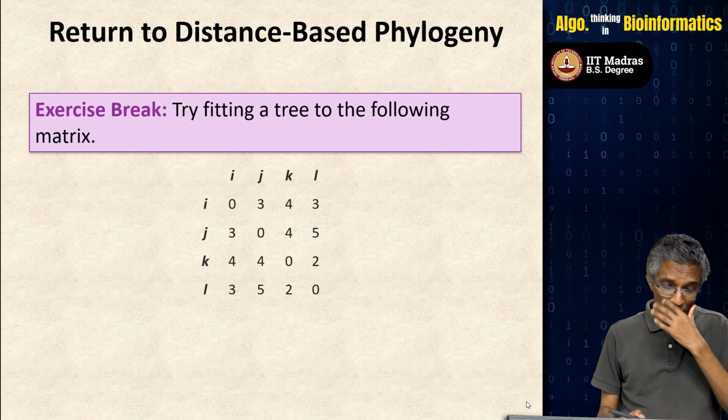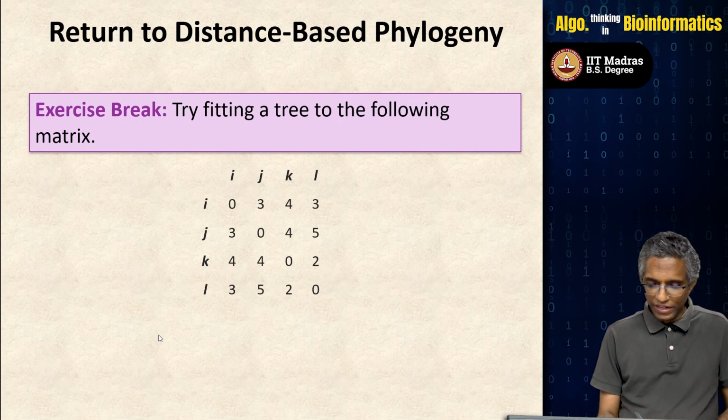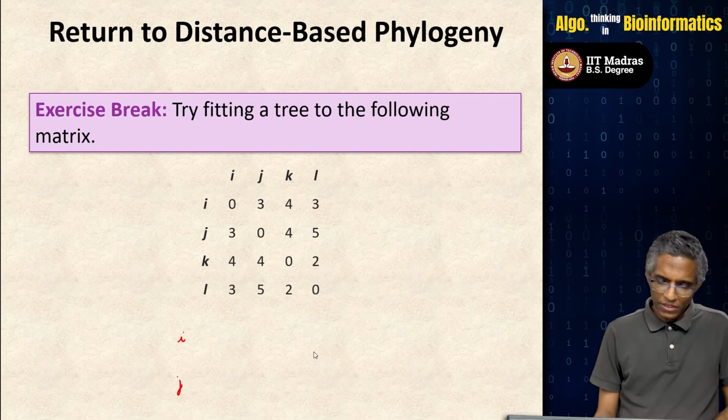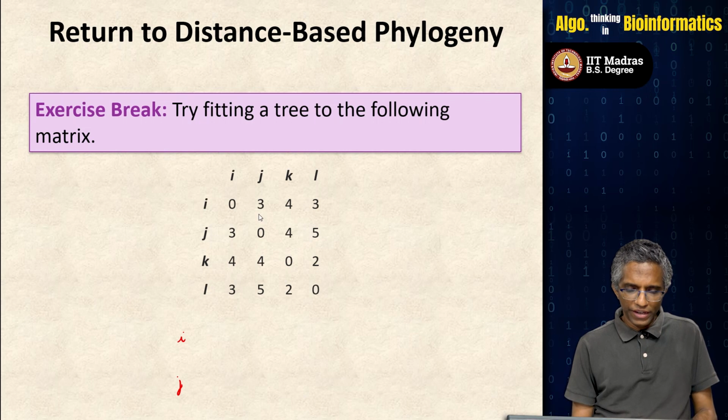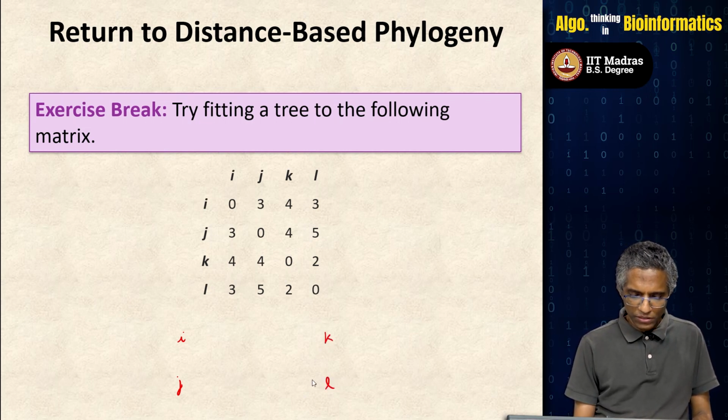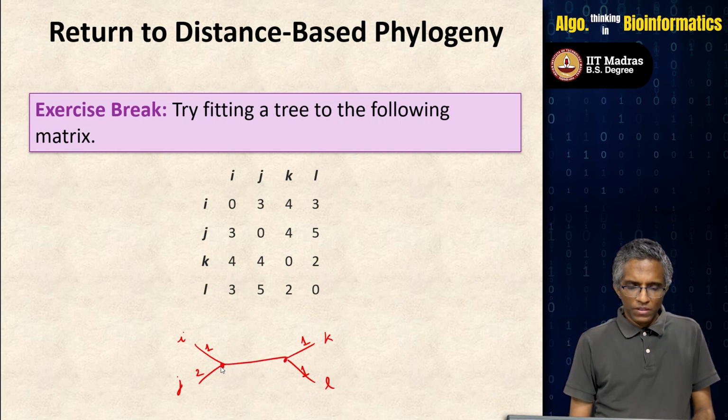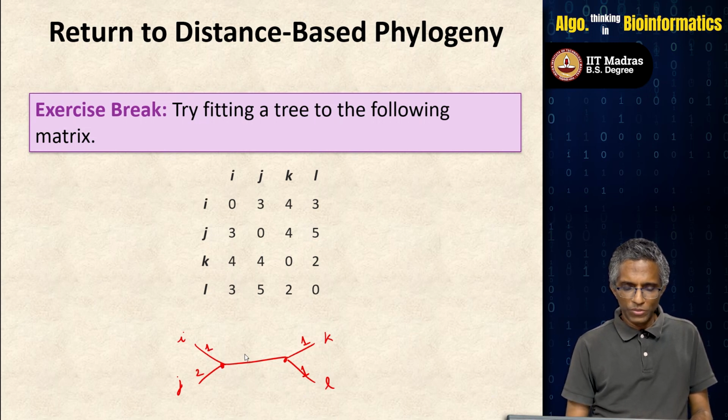So, you have I and J and K and L, those are the 4 species. So, you have I and J, and it seems to me that I and J are at a distance 3, K and L are at a distance 2. So, maybe I will just put this as 1 and 1, maybe this is 1 and 2. And then I and K is 4. So, maybe this has to be 2.